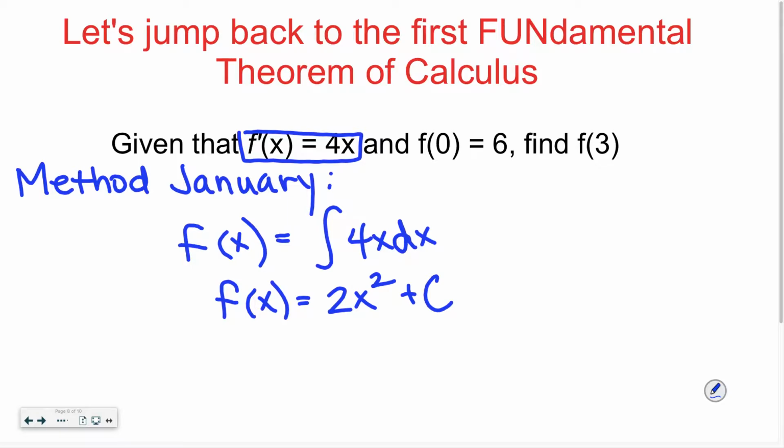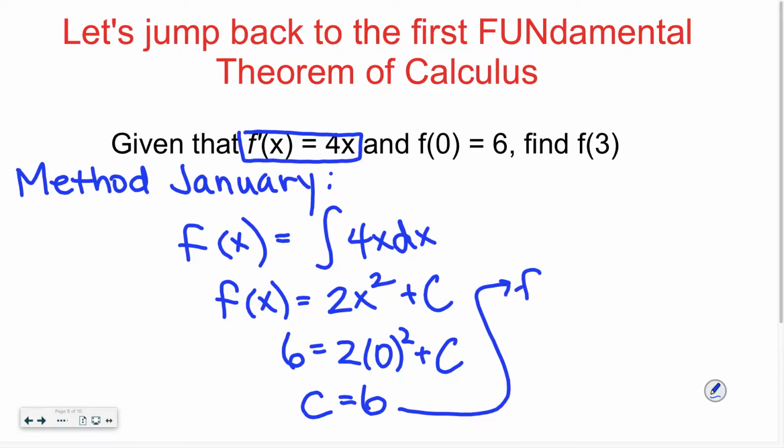Yes. So this is when I asked you to find a particular solution. We know that f of 0 is 6. If I plug 0 in for x, we should get 6, so c equals 6. Well, then that would mean f of x equals 2x squared plus 6.